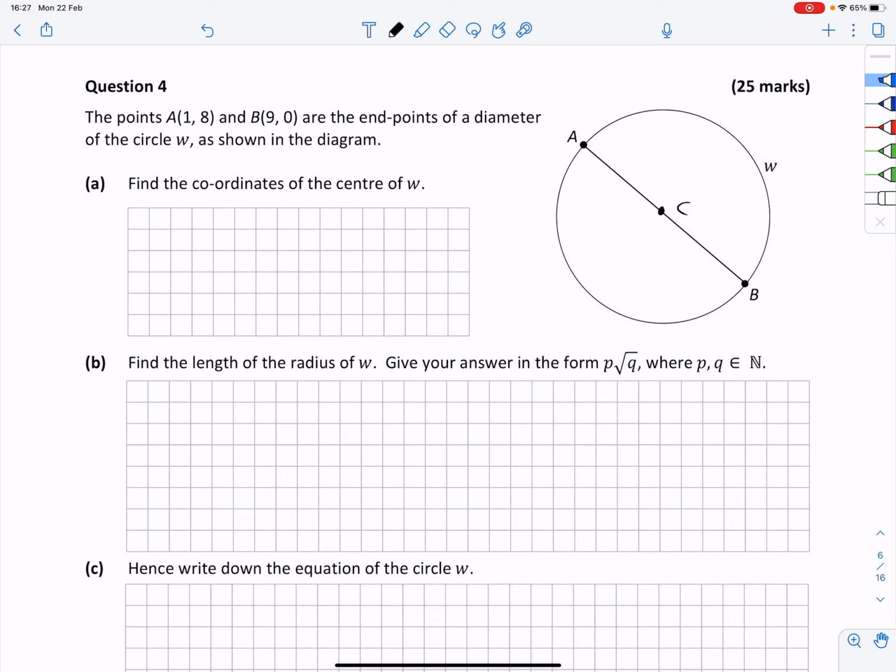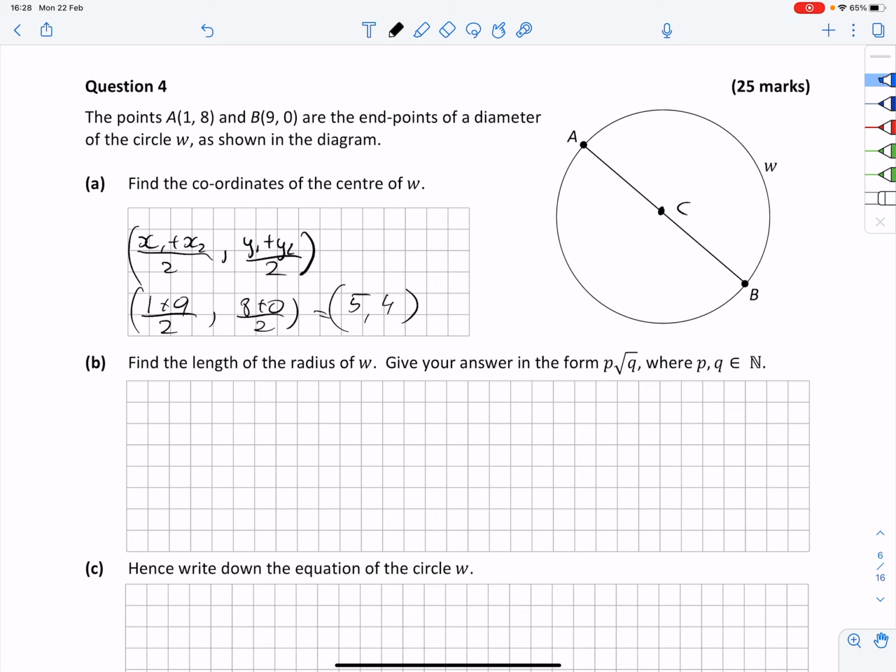So knowing that A and B are endpoints of the diameter, all we need to do is use the midpoint formula, x1 plus x2 divided by 2 and y1 plus y2 divided by 2, to get that the coordinates of the center are 1 plus 9 divided by 2 and 8 plus 0 divided by 2. Which gives us coordinates of 5 and 4 for horizontal and vertical.